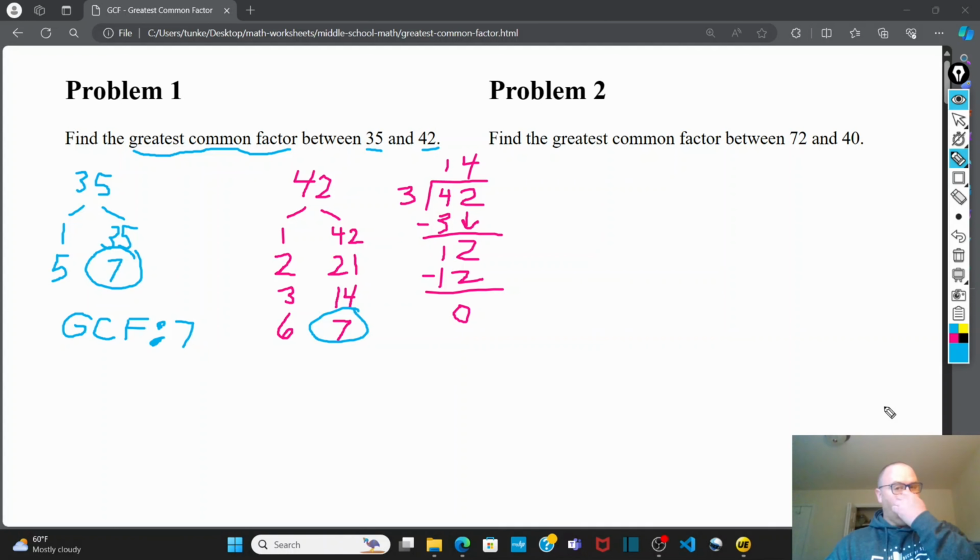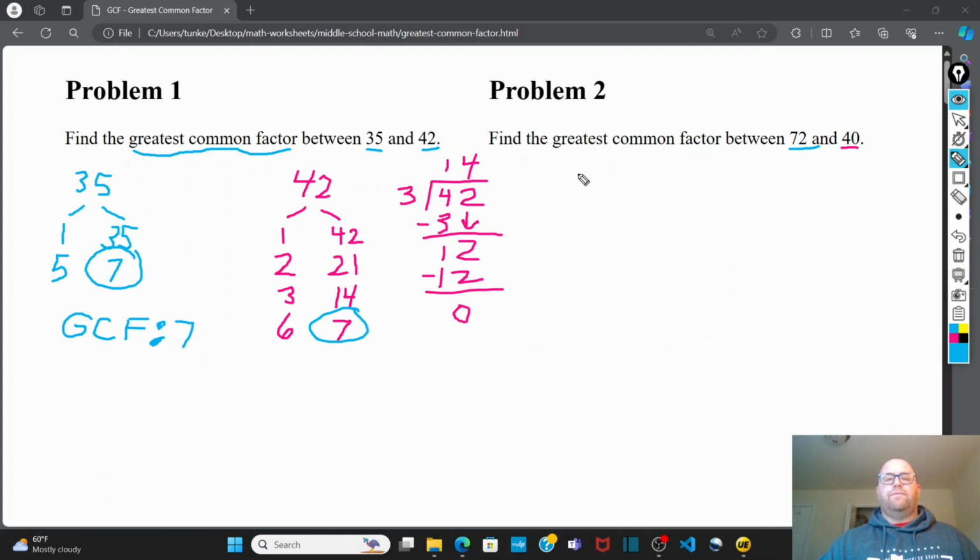Okay? All right, let's look at problem 2. In problem 2, we're finding the greatest common factor between 72 and 40. And right now, what you might want to do is pause the video and see if you can figure out what it is and see if your answer matches mine.